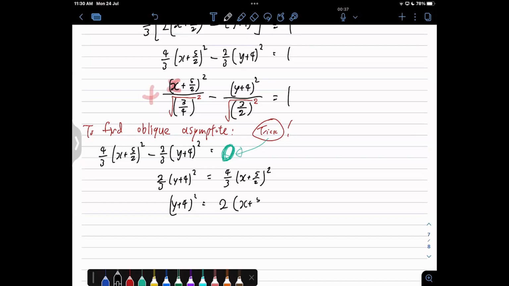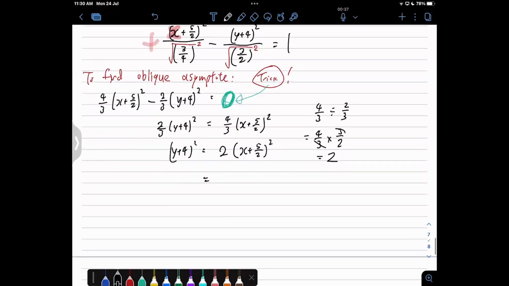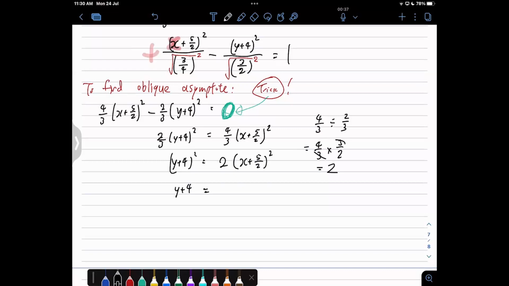Is that okay? Okay, 2, good. So from there, I want to make y plus 4 the subject. I take a square root. So plus minus square root of 2, square root of a square. I'll just write it down. Ooh, handwriting. Square and square cancel away. You're left with plus minus square root 2 times (x plus 5 over 2). Then that's y plus 4. So I skip one more step. Plus 4 bring over, I get negative 4. Is that okay?